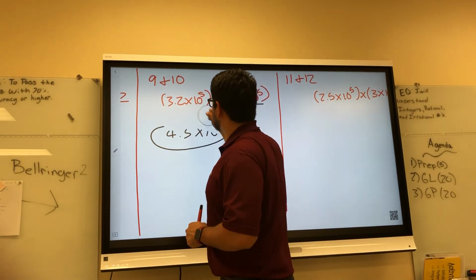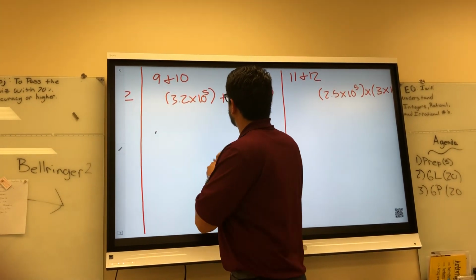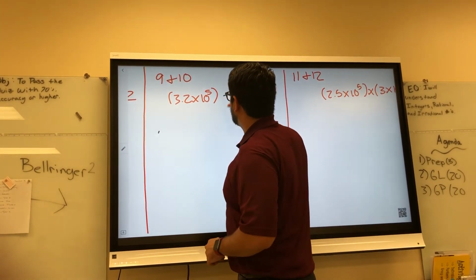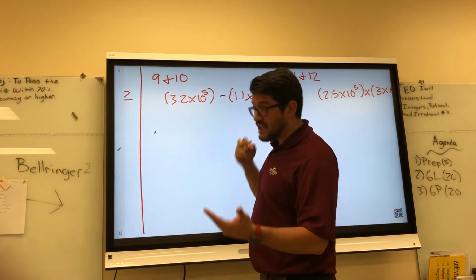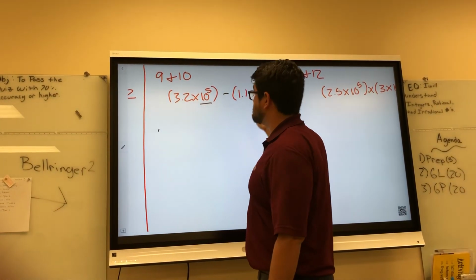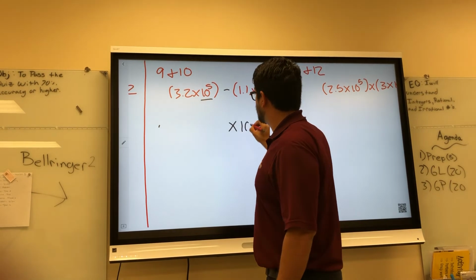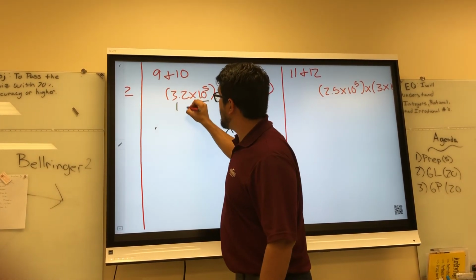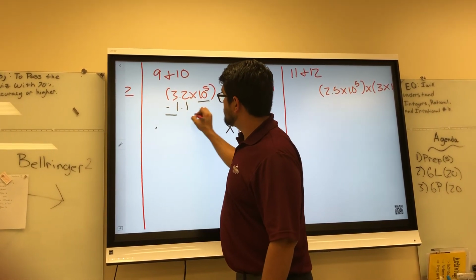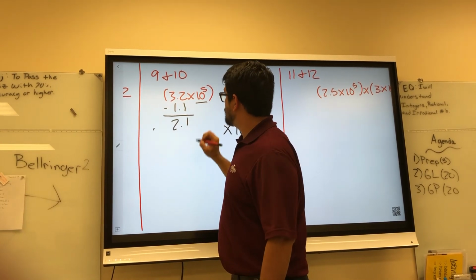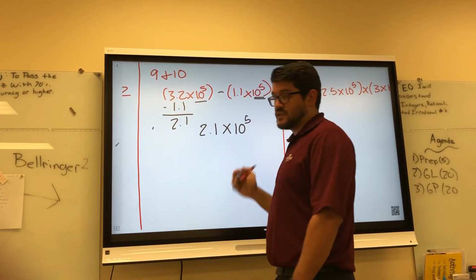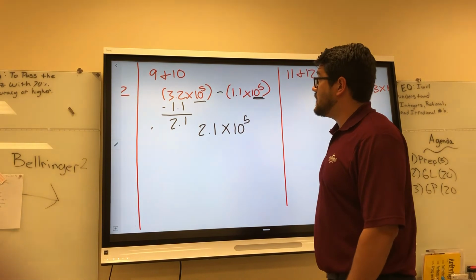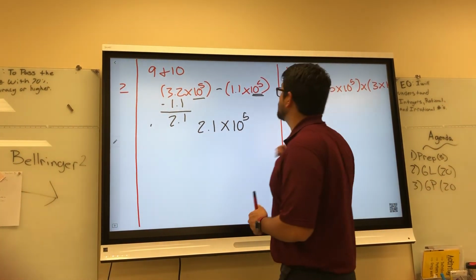If you're subtracting, it's exactly the same thing, but instead of adding, you are subtracting the first two numbers. Again, you check, is this the same as that? Yes? Then you know that's going to be in the answer. And then all you have to do is subtract these. So that would give me 2.1. So 2.1 times 10 to the 5th. And that's how you add and subtract scientific notation.